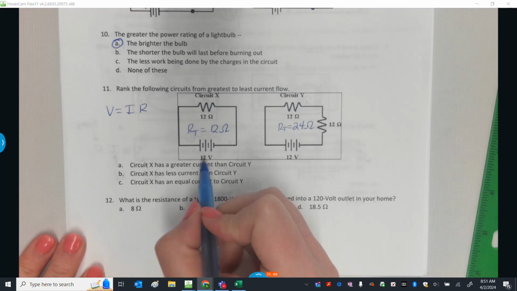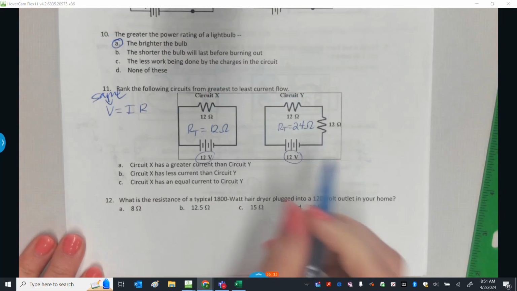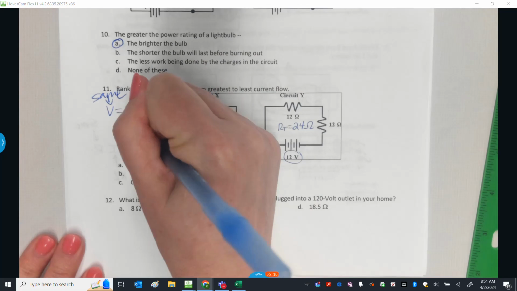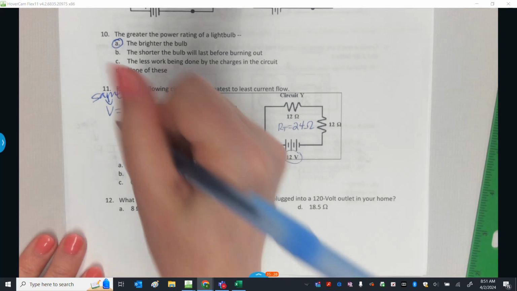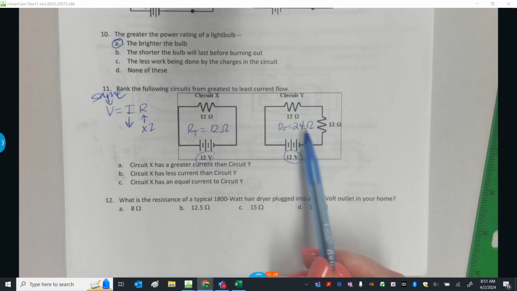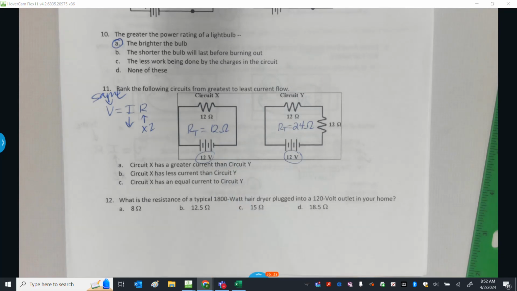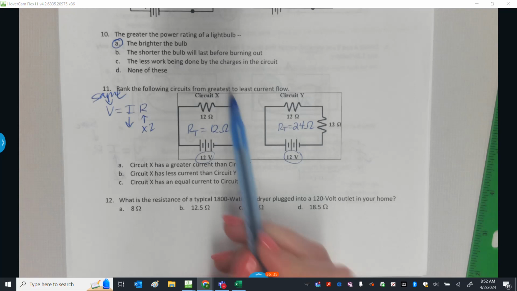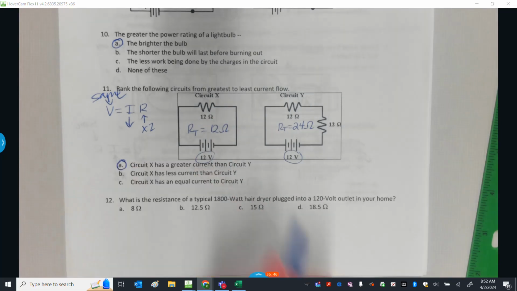These both have the same voltage. So if you keep this the same, but you double this, this is going to be half as much. These are going to be inversely proportional. When one of them goes up, the other is going to go down. And so if you have twice as much resistance, you're going to have half as much current. Or if you have half as much resistance, you're going to have twice as much current, whichever way you want to think about that. The point is, circuit X will have more current than circuit Y, which is answer choice A, and it has more current because it has less resistance.